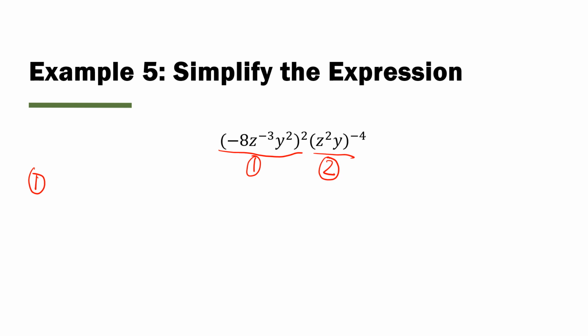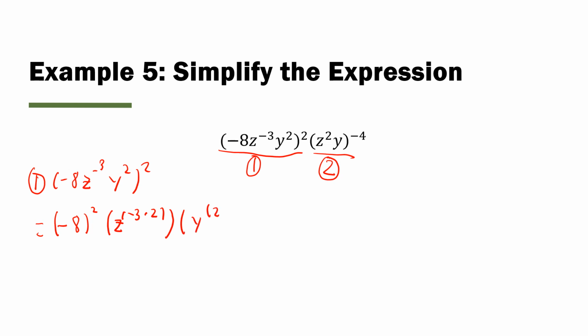So let's simplify parenthesis 1. We have negative 8 times z to the power of negative 3 times y to the power of 2, all raised to the power of 2. So I can distribute this 2 to each value, so this becomes negative 8 to the power of 2. Notice that we have parentheses around the negative 8. We're going to keep that here. Then we have z to the power of negative 3 multiplied by 2. Then y to the power of 2 multiplied by 2.